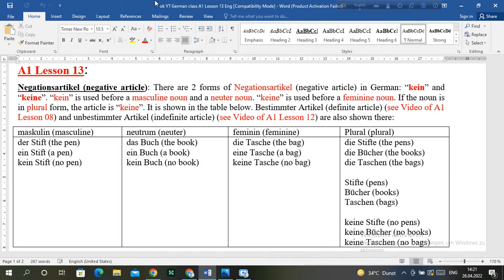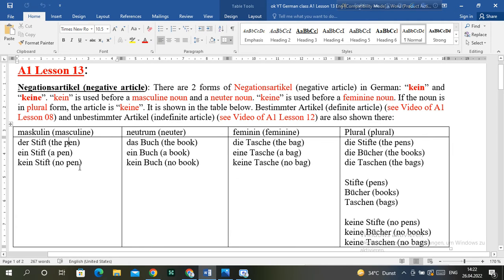Kein is used before a masculine noun and a neuter noun, and keine is used before a feminine noun. But if the noun is in the plural form, the negations article is always keine, irrespective of whether the noun is masculine or neuter or feminine. It is shown in the table below. Bestimmte article, that means definite article, and unbestimmte article are also shown here. Let us have a look at the table.